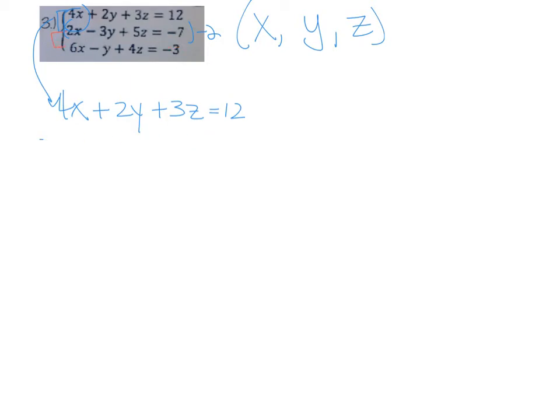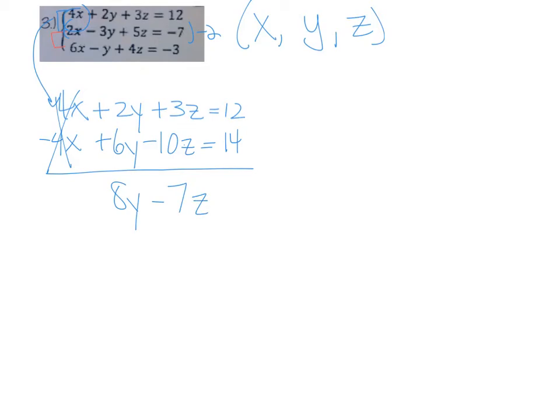So when I distribute that, it gives me -4x plus 6y minus 10z equals +14. And then we are going to add, and those x terms drop out. I'm still going to add everything else left over. That gives me 8y minus 7z equals 26. Okay, I'm going to leave that for just a minute.